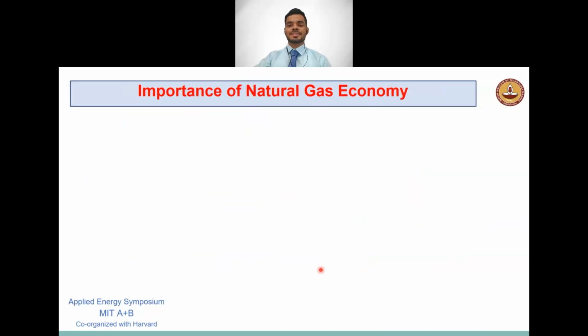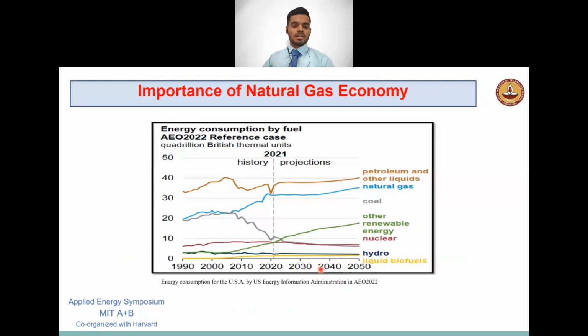Why do we need to study the natural gas economy? Because natural gas has a very high demand in the upcoming future, which is demonstrated by the US Energy Information Administration in the current year. They studied the past data and made future projections. Based on that, we can say that renewable energy will take around 40 to 50 years to overtake the demand of natural gas. So by that time, we will be reliant on natural gas fuels.